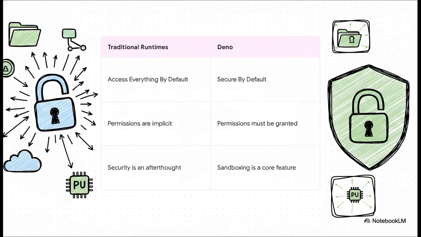Okay, now this is where things get really interesting. Deno just completely flips the script on security. Think about traditional runtimes, like Node.js. Out of the box, they basically trust everything. Your code can hit the network, read files, access your environment variables, everything by default. Deno? It's the exact opposite. It's trust nothing. Your code can't do anything unless you explicitly say, hey, you're allowed to access the network. It's not a feature bolted on later. This sandboxing is built into its DNA.